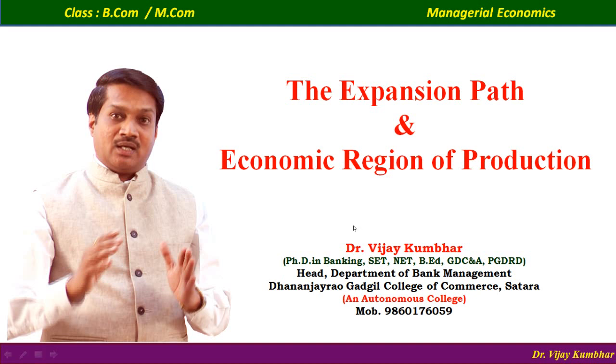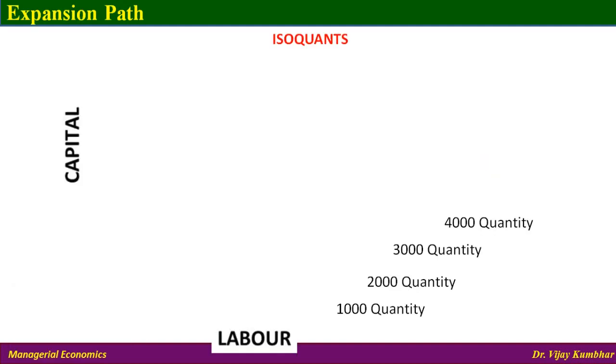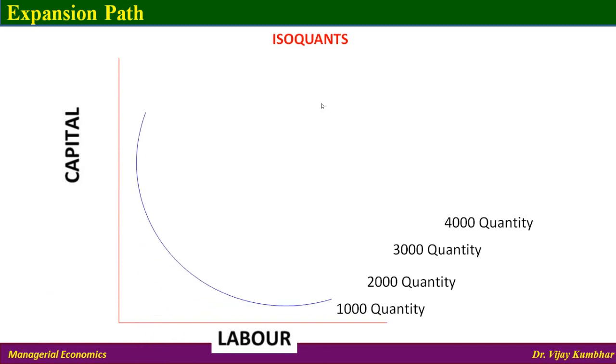The expansion path is a combination of various isoquants indicated in the graph, which shows the several sets of combinations of the various inputs and a certain output of the firm. With the help of this diagram, we are going to discuss the concept of isoquant, which was discussed earlier in another session.